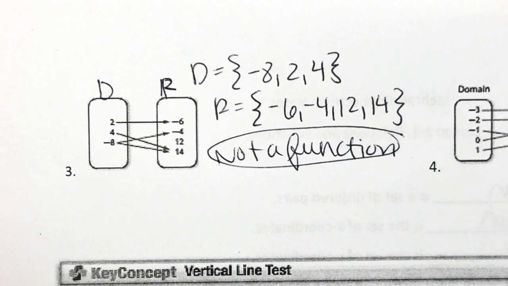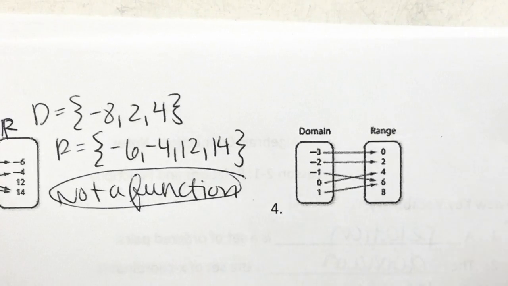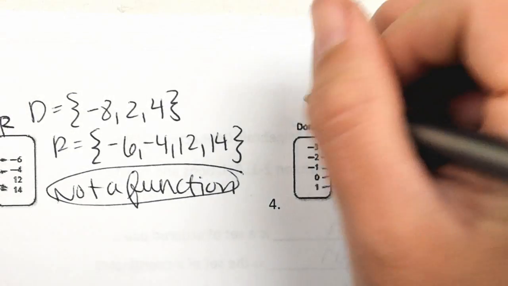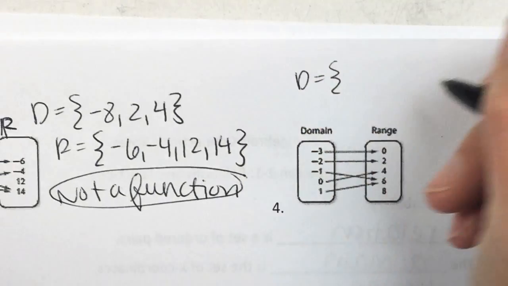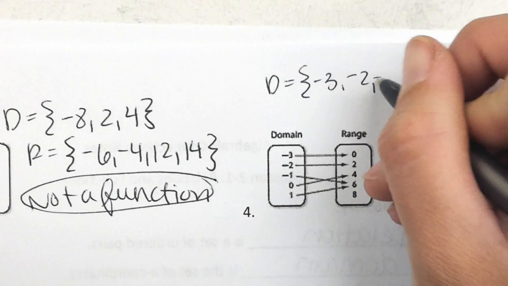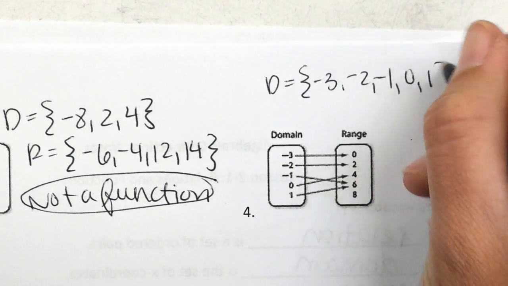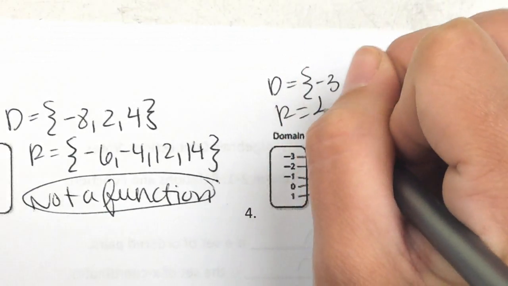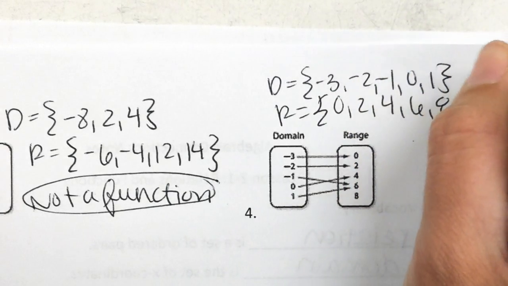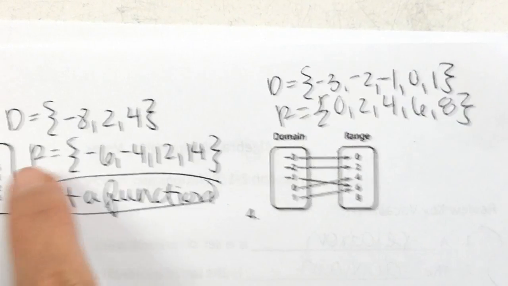Alright. Levi, tell me what the domain would be for this one. -3, -2, -1, 0, 1. Good. And the range is already listed in order as well, right? 0, 2, 4, 6, 8. They're not always going to be in order, are they? Nope, this one wasn't.